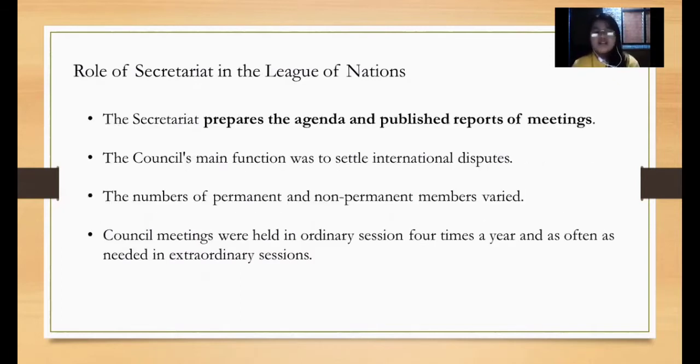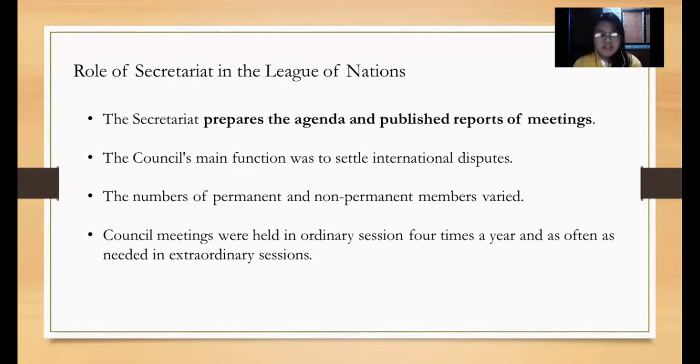So what are the roles of the Secretariat in the League of Nations? The Secretariat prepares the agenda and publishes reports of meetings. The Council's main function was to settle international disputes. The numbers of permanent and non-permanent members varied, and Council meetings were held in ordinary sessions 4 times a year and as often as needed in extraordinary sessions. So the UN Secretariat carries out the day-to-day work of the UN.